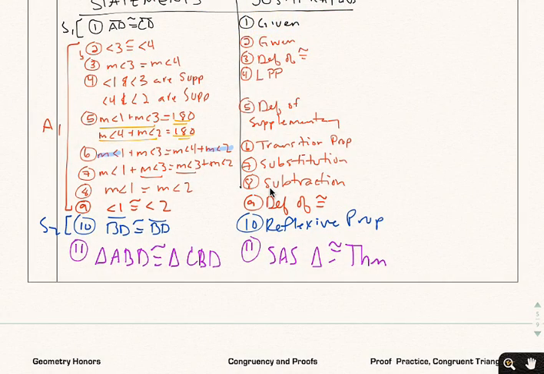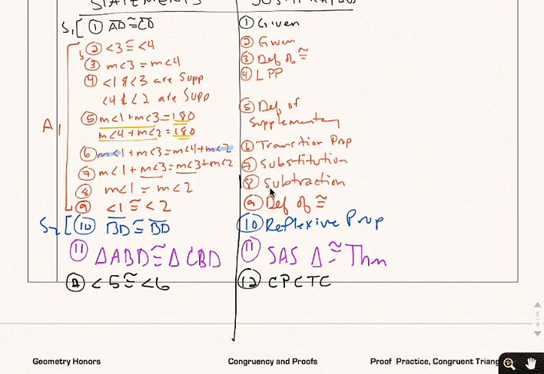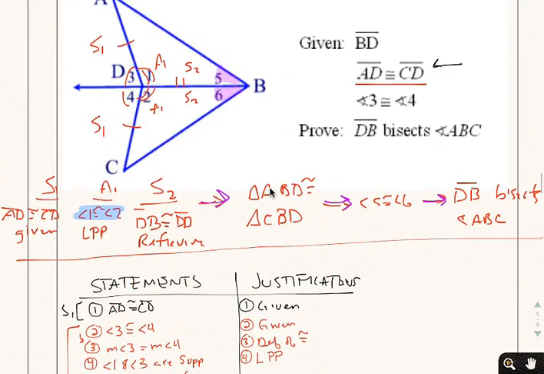So if the triangles are congruent, that means in step 12, I can say angle 5 is congruent to angle 6, because if the triangles are congruent, then all the corresponding angles and sides are congruent. So the justification here is CPCTC: corresponding parts of congruent triangles are congruent. And then in step 13, if those angles are congruent, that means BD is a bisector of angle ABC.